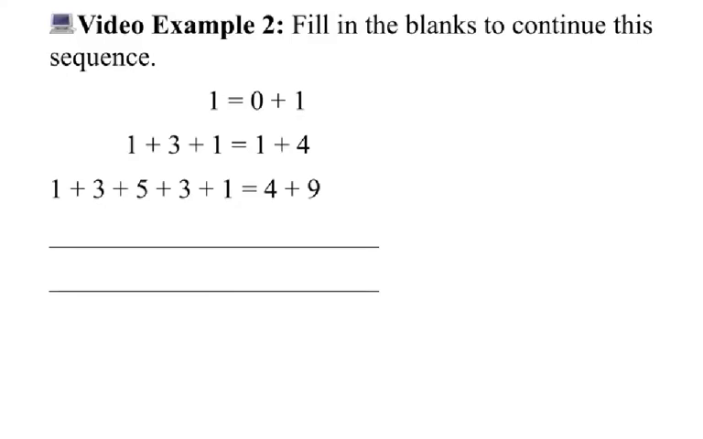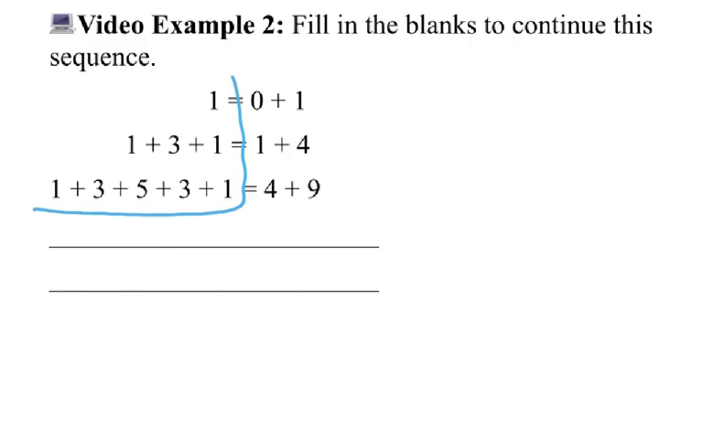In this problem, we want to fill in the blanks to continue this sequence, which is a pattern of numbers. Let's take a look at the left-hand side of our sequence. In the top row, we have 1. In the next row, we have 1, 3, 1. And then in the last row there, we have 1, 3, 5, 3, 1. So notice we have ones on the ends, very much like our Pascal's triangle.